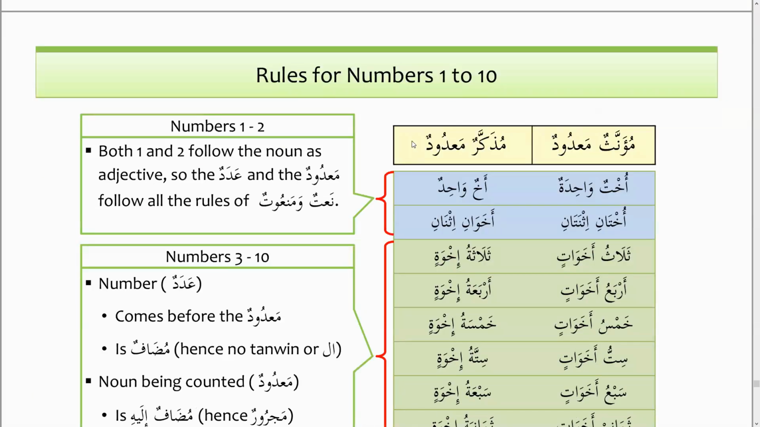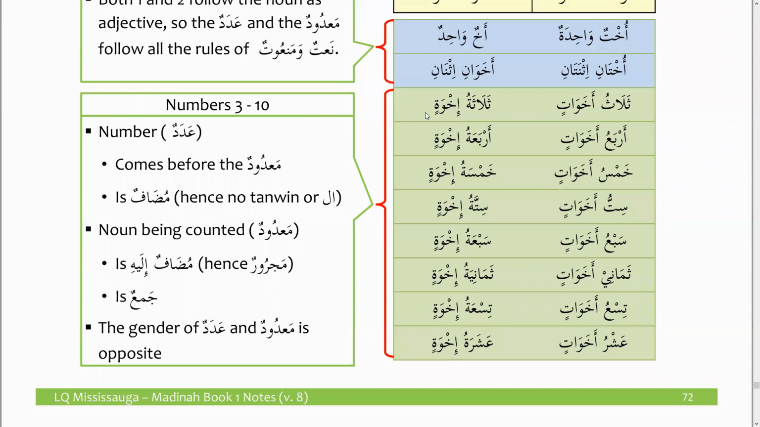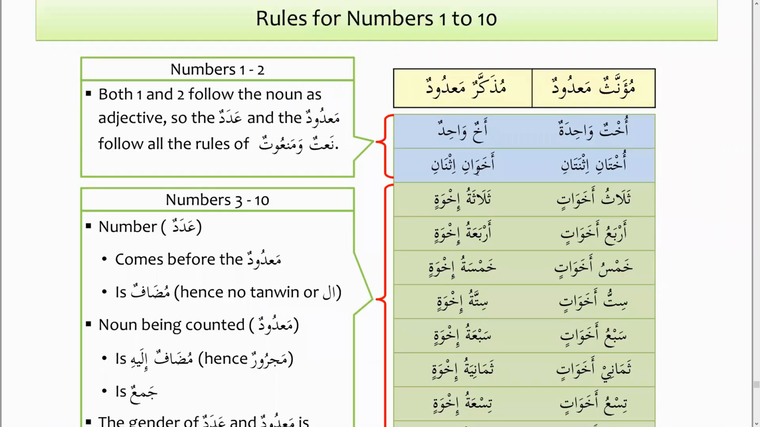Now for numbers 1 and 2, always, be it these numbers, or 21, 22, 31, 32, 41, 42, 51, 52, 61, 62, 71, 72, 81, 82, and 91, 92, what happens is the first two will always match in gender. While from 3 to 10, that is 23, 33, 43, till 29, 39, 49, they will always be opposite in gender. But we are only looking at 1 to 10.